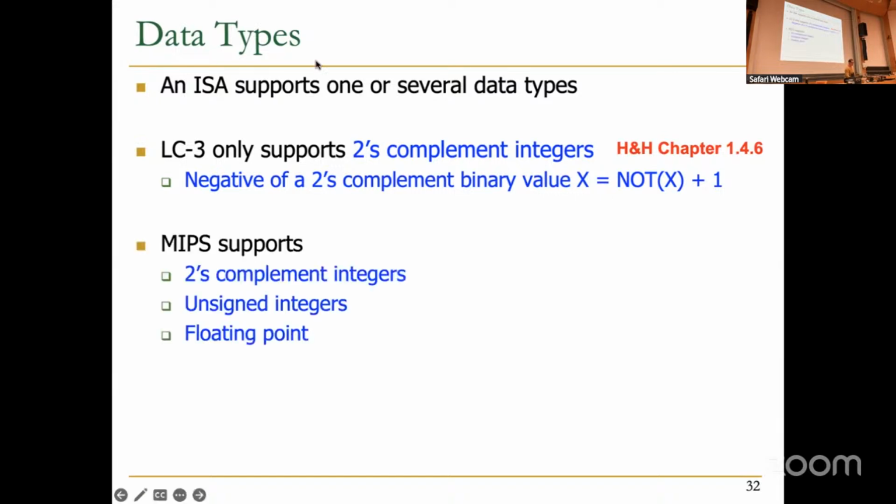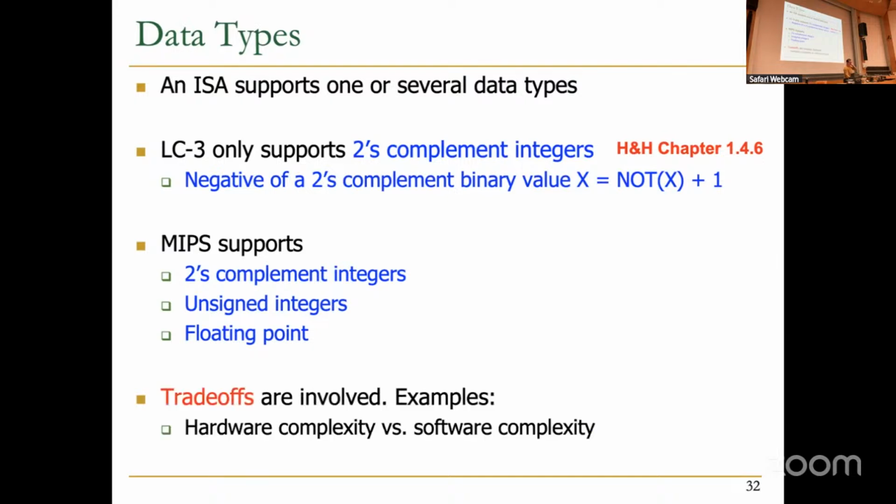MIPS, in addition, supports other things, like 2's complement integers, yes, but also unsigned integers, meaning integers treated as unsigned. It's not signed, everything is positive, or you can think everything is negative, right? That's another way of thinking. Or it has floating point arithmetic also. So there are trade-offs involved over here.